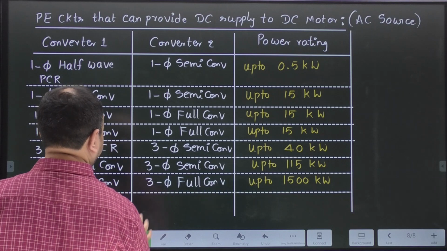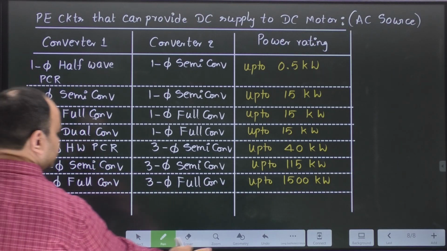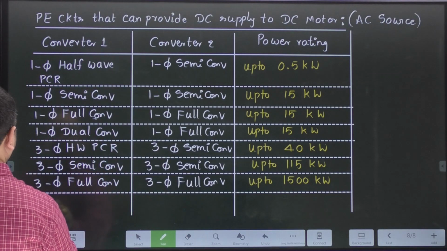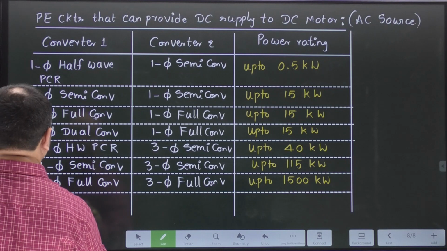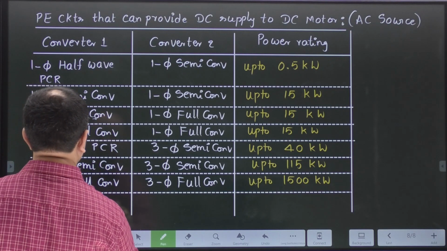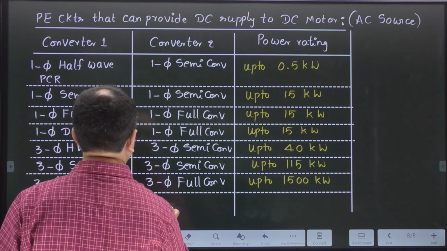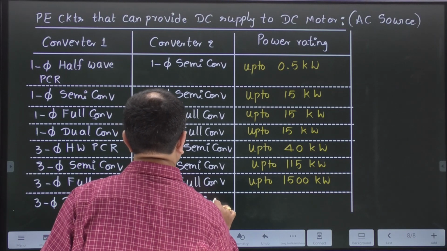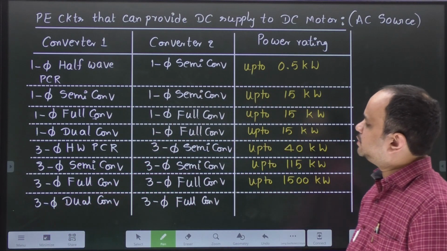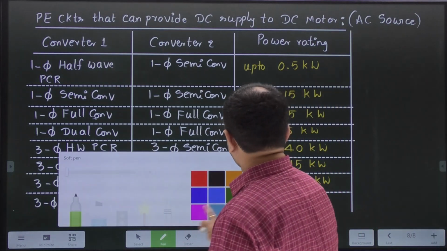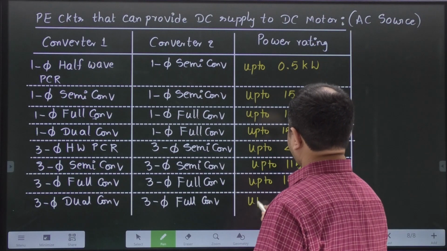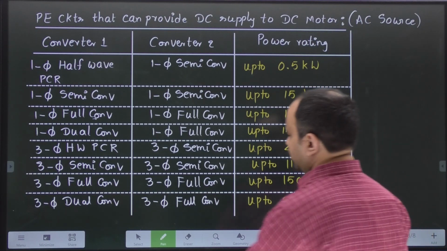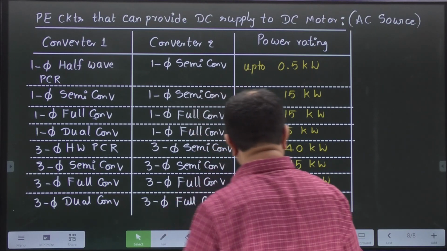Now the last arrangement, that is 3-phase dual converter in the armature side and 3-phase full converter in the field side. This combination can be used up to 2 megawatt. Okay.